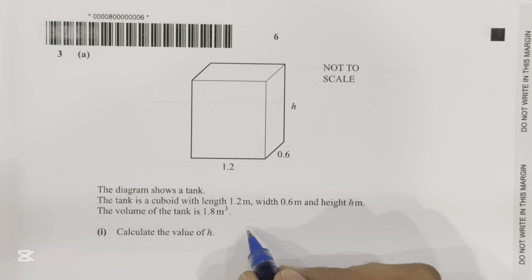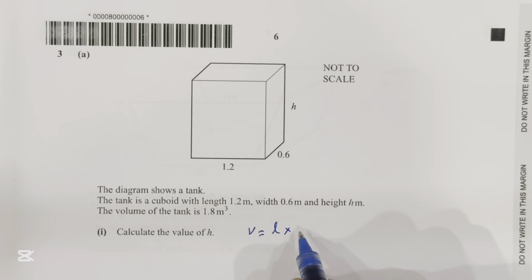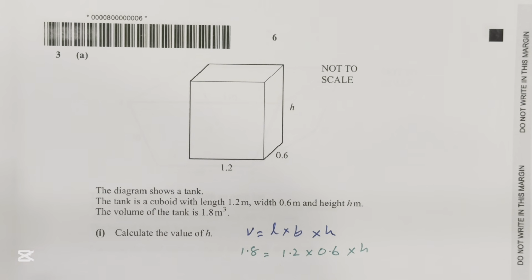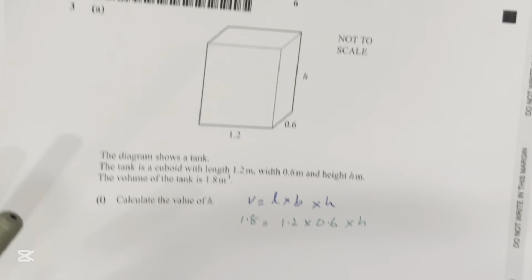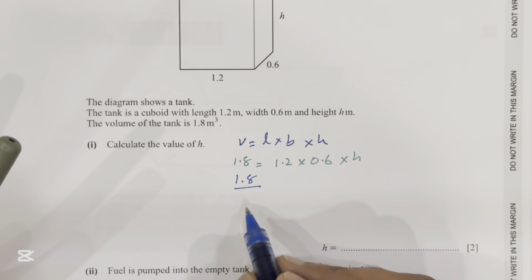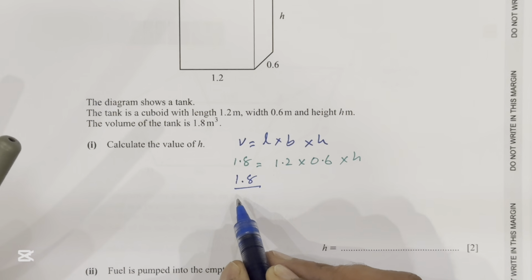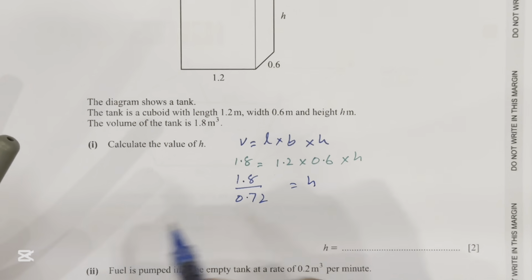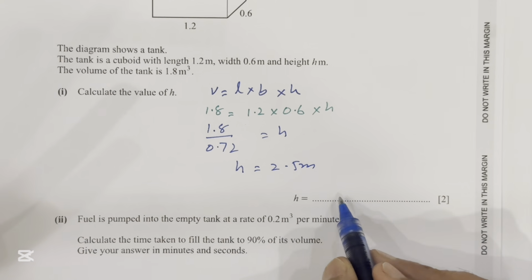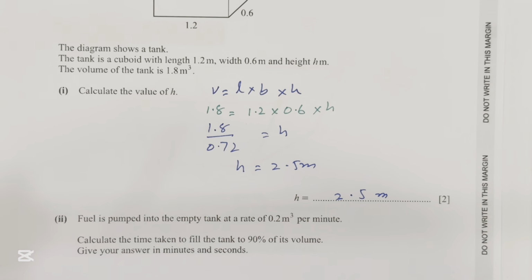We know that the formula for the volume of a cuboid is length into breadth into height, and volume is given, that is equal to 1.8 meter cube. Length is given, that is 1.2, breadth is given, that is 0.6, and we can calculate h by solving this. It would be equal to 1.8 divided by 1.2 into 0.6, that is 0.72. After dividing, we get h is equal to 2.5 meter, because all units were given in terms of meters.